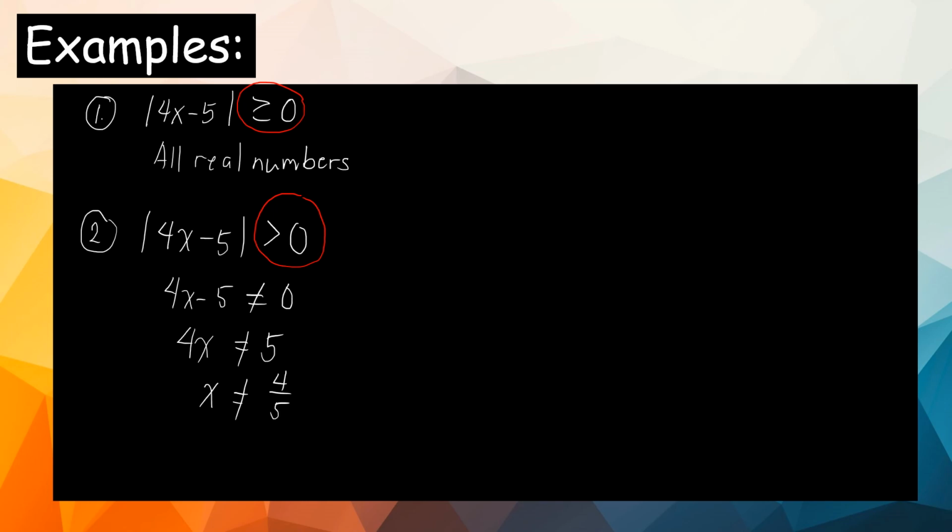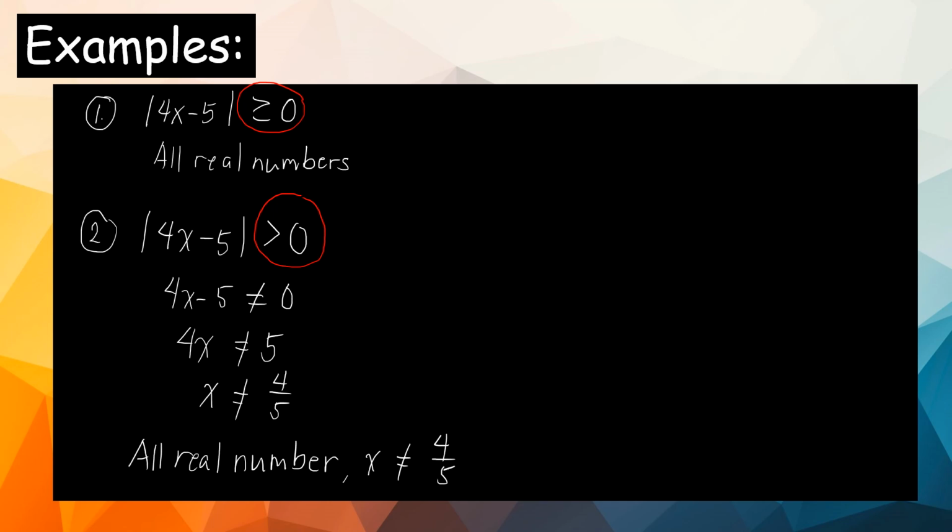So how are you going to write your answer there? Our solution will be all real numbers except when your x is 4 over 5, or you can just write it by symbol like that. But x should not be equal to 4 over 5.